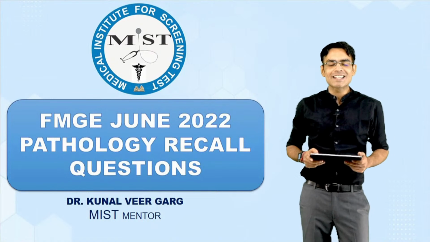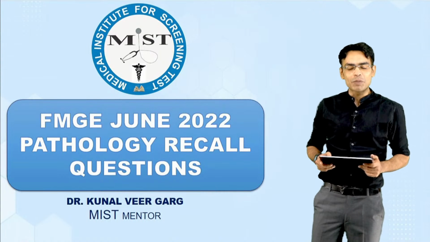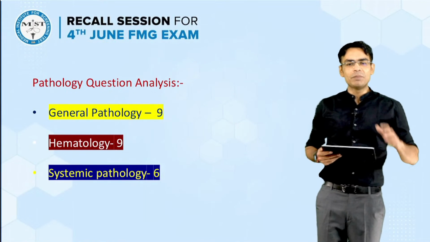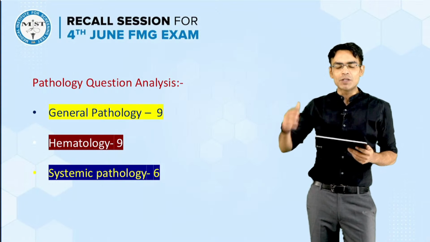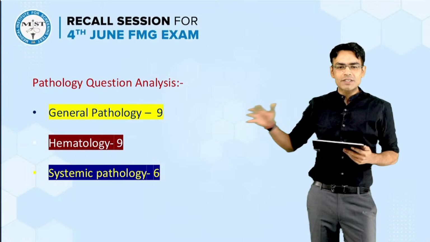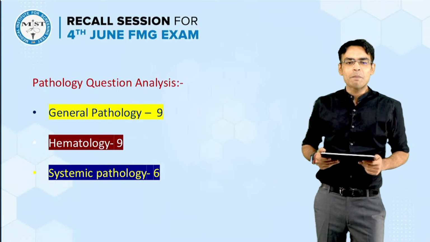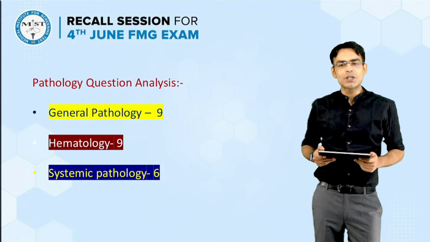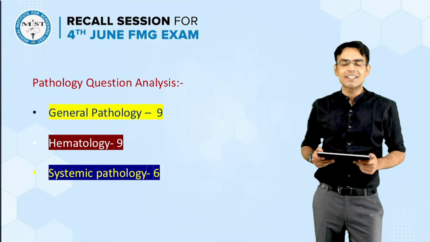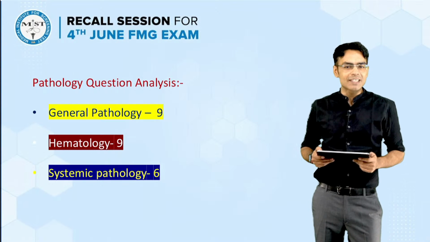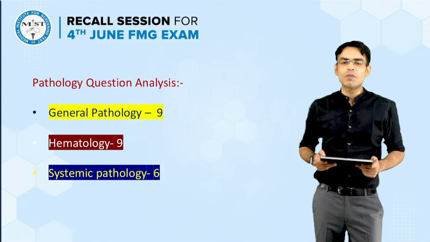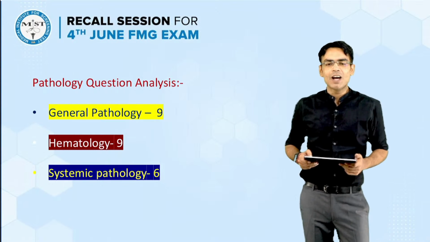Now, as far as the exam for the subject of pathology goes, pathology is divided into three parts. That's general pathology, hematology, and systemic pathology. The questions which we have got more or less from these particular topics: general pathology had 9 questions. Hematology, again, we had 9 questions from it. And from systemic pathology, we have 6 questions from the part which we have studied together in MIST. Now, I'll start with the recall.